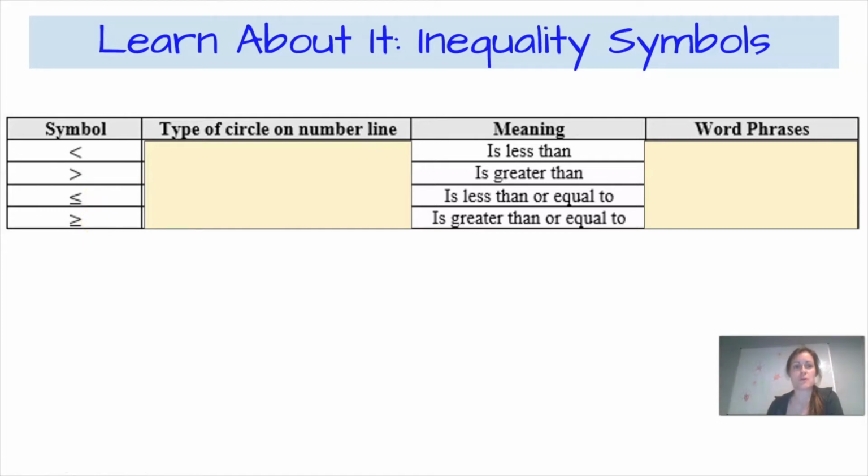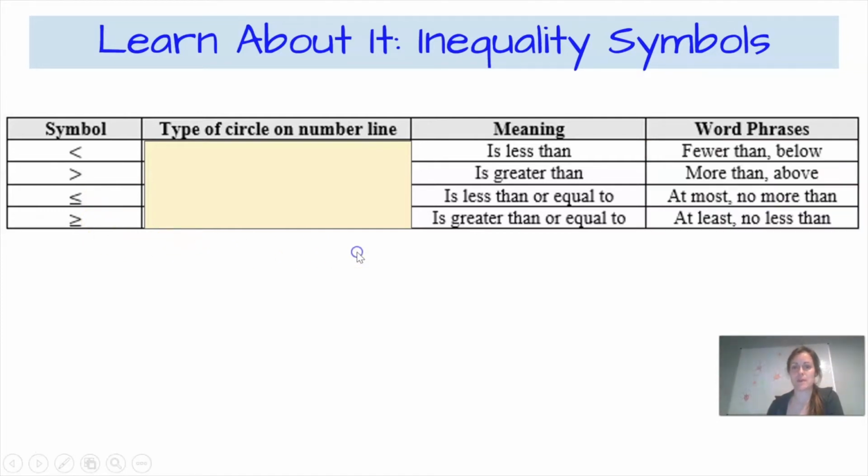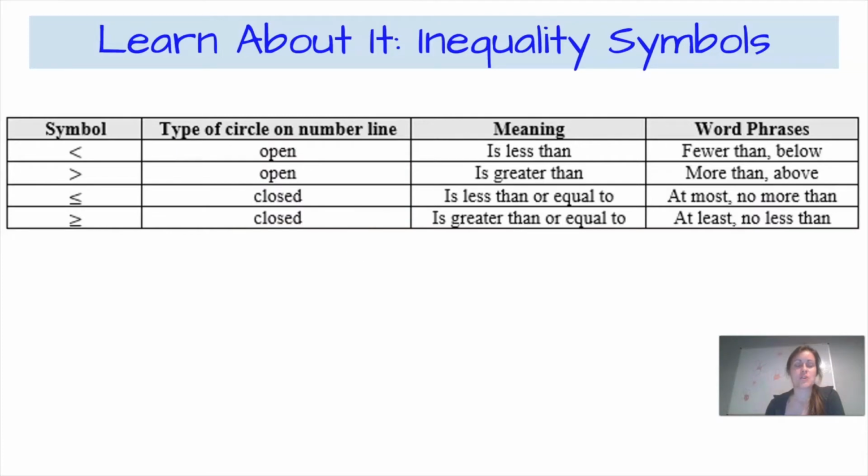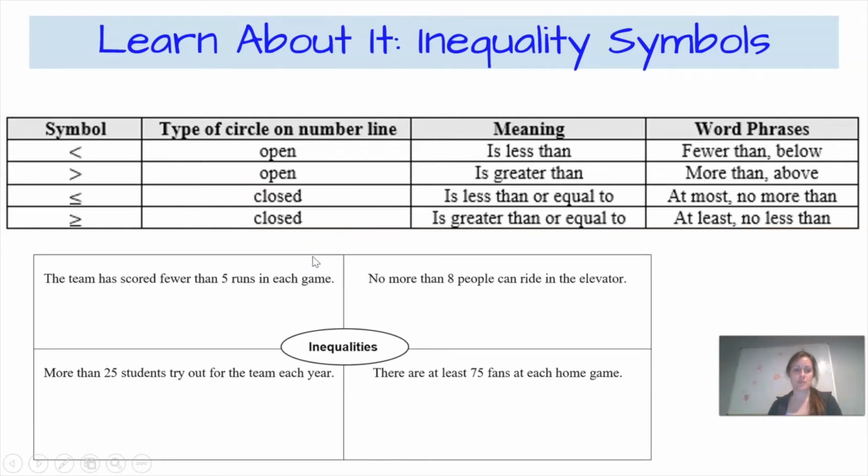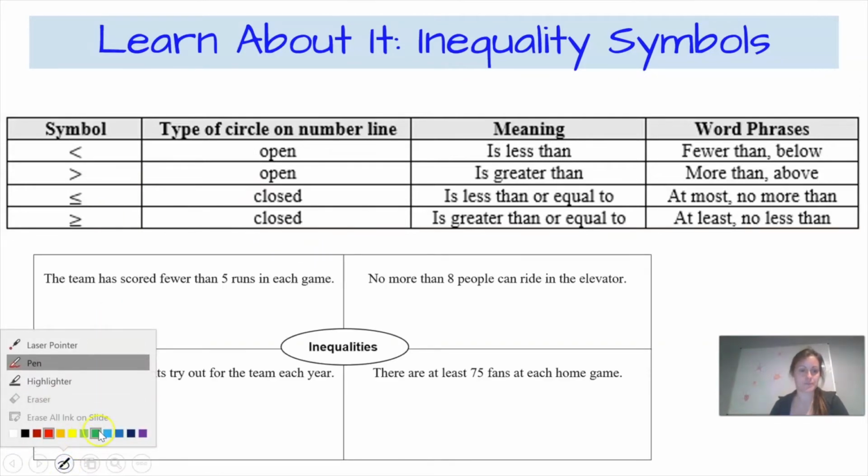You may be familiar with these symbols from previous math courses. There are also some different words and phrases that you might use to represent these inequality symbols. We're going to do some examples in a minute to get you familiar with those word phrases. Finally, we need to know what type of circle to put on a number line if we're representing an inequality statement. If we have a less than or a greater than symbol, we're going to use an open circle. If we have a less than or equal to or a greater than or equal to symbol, we're going to use a closed circle. So here are those examples that I was talking about earlier.